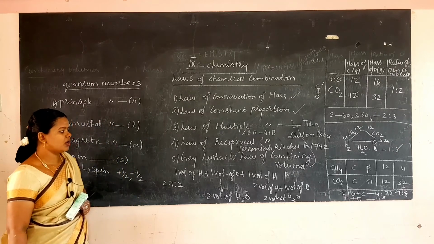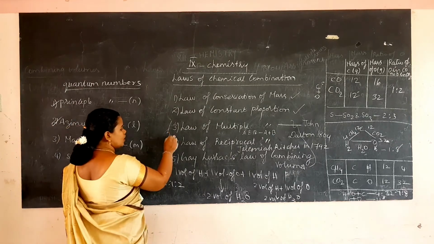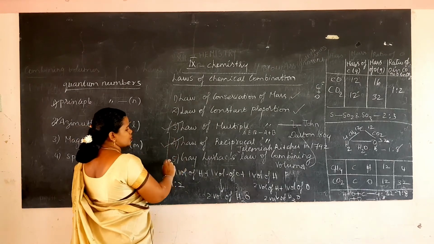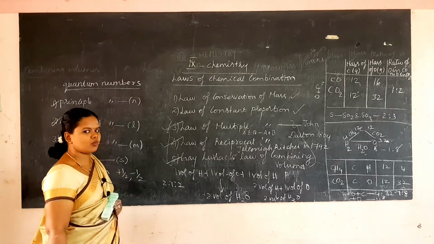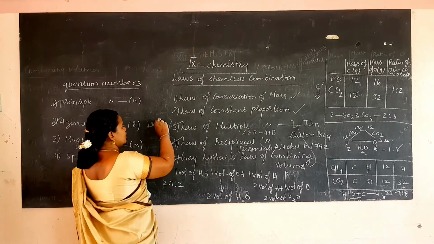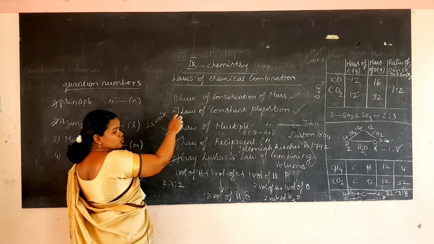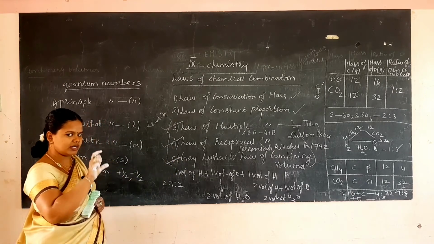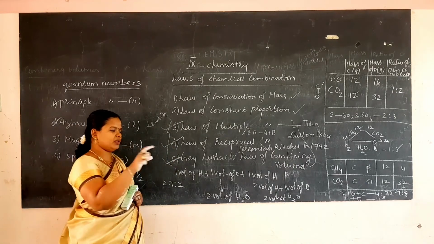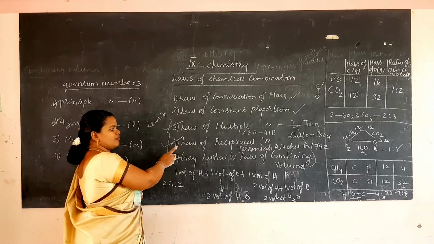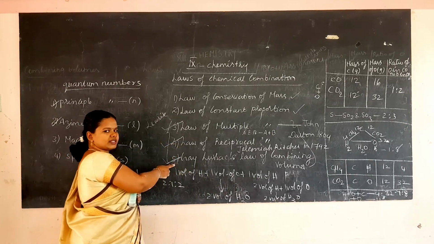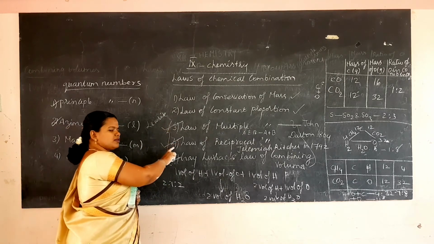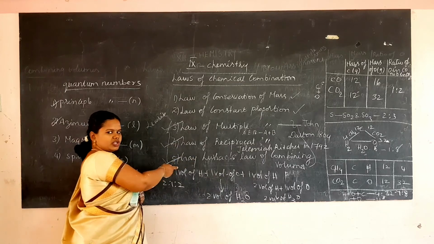Your assignment is to learn and write the 3 laws of chemical combination, that is law of multiple proportion, law of reciprocal proportion, and Gay-Lussac's law of combining volume. Learn and write the 3 laws. Two of these laws you already studied in 8th standard. Only these 3 laws, very easy. You write the definition and then write only the example. For each law, write the definition and its example.